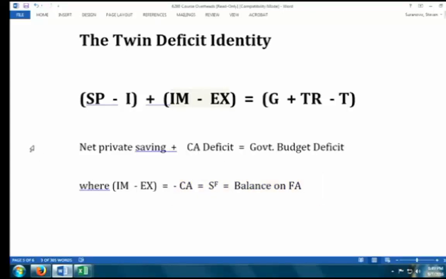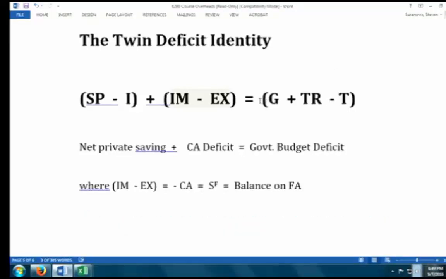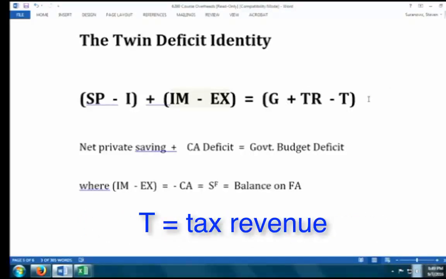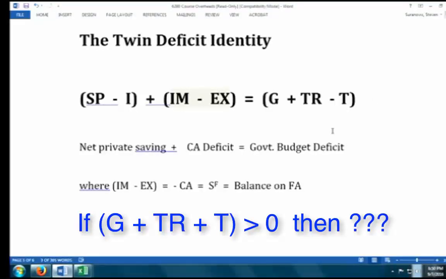Now, twin deficit identity says SP minus I plus current account deficit, if it's positive or negative, doesn't matter, is equal to G plus TR minus T. Now, G is government spending, the G from the national income identity. TR is transfer payments, and T is tax revenues. So if G plus TR minus T is a positive number, what would we say the country has? Again, G plus TR minus T, this last term is positive, what would we say the country has?